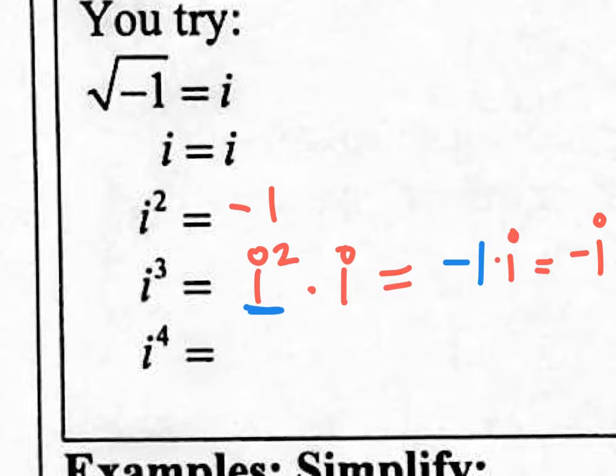So i to the third is really just negative i. Are you with me? What's i to the fourth? I'm going to rewrite this i to the fourth as i squared times i squared. What's i squared? That's really a negative 1 times a negative 1. What's my final answer for i to the fourth? 1.